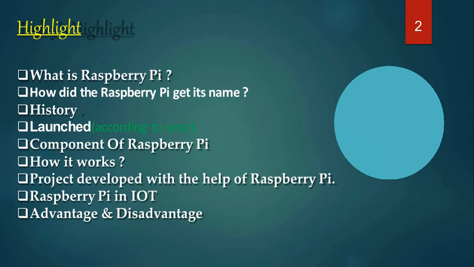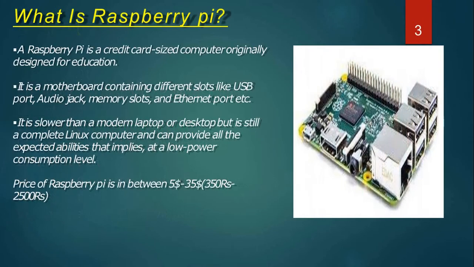Let's get started with what is Raspberry Pi. A Raspberry Pi is a credit card sized computer originally designed for education. Look at the figure to the right side. The figure illustrates Raspberry Pi. It is a credit card sized computer.